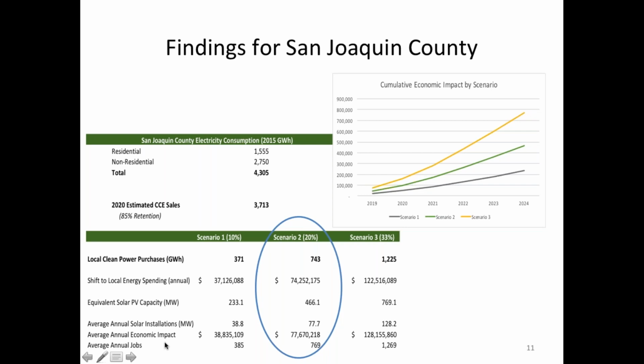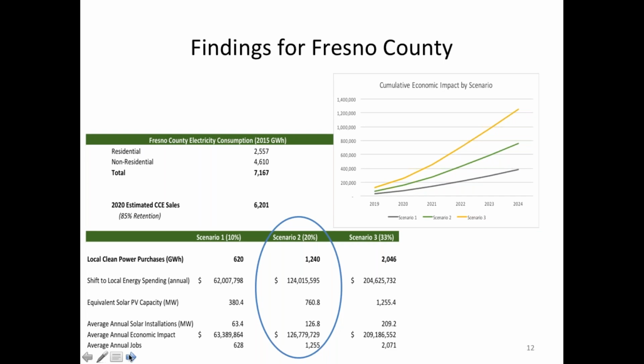Now, if we jump to Fresno County next, you'll see the numbers. Because Fresno County has a much larger population and total energy consumption, the numbers in total are higher, but you'll see it flows through the same way, with the 85% retention. We've got in terms of gigawatt hours, 6,200 gigawatt hours a year potentially that would fall under a CCE. And in terms of solar equivalent capacity, to serve 20% of that would be about 760 megawatts needing to be installed over a period of time. And so the totals by 2024 for Fresno County, as you can see on an annual basis, could be about 1,255 per year over that 6-year planning horizon that we have.